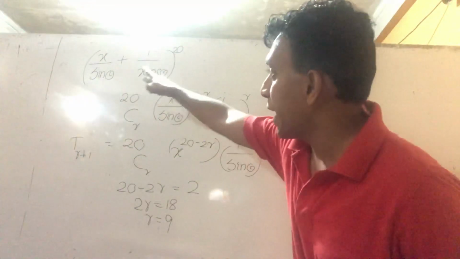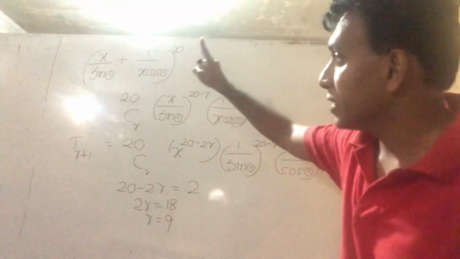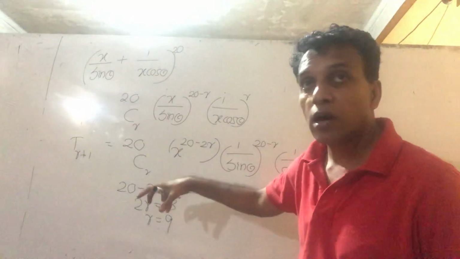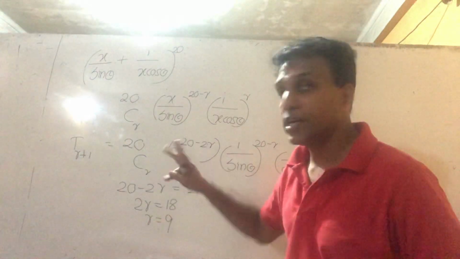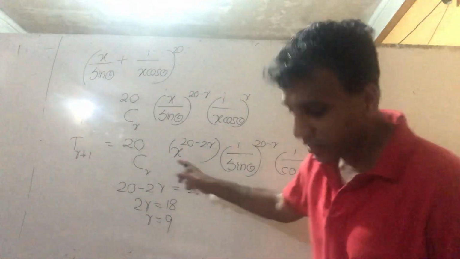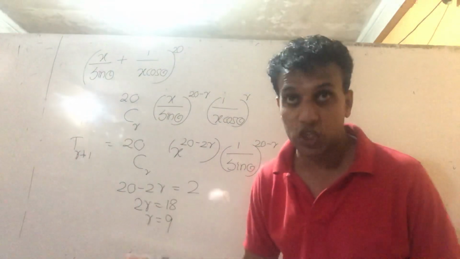Therefore, if we expand this binomial, there are 21 terms available. The 10th term, how? Its x power is 2, right? Its x power is 2. Therefore, you know the coefficient; that is L1, the coefficient.